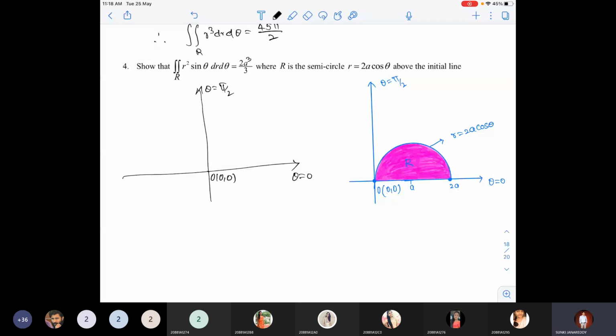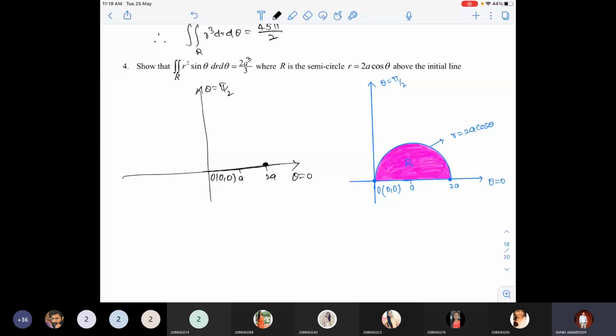2a cos theta means first we should try from theta is equal to 0. Theta is equal to 0 means what we can get? Here r equals 2a. r is equal to 2a means I am taking a point like this, 2a. Now on the theta is equal to 0 line, on that line, it is the point 2a. Now 2a means I have taken it here, right?